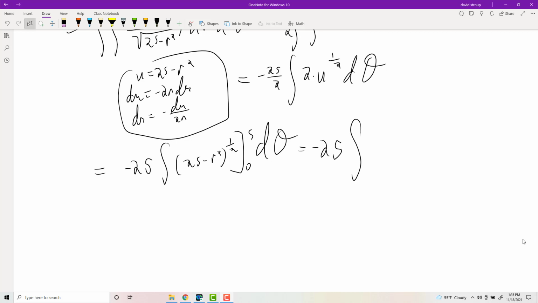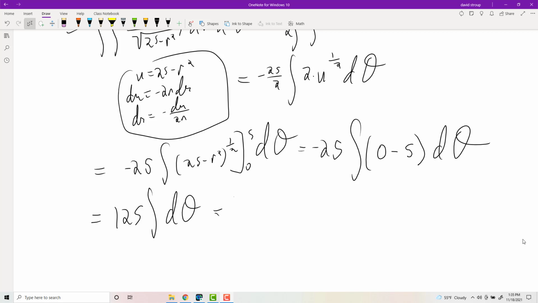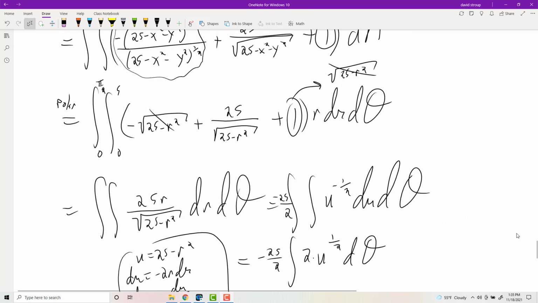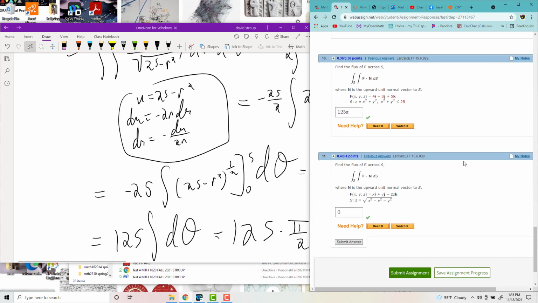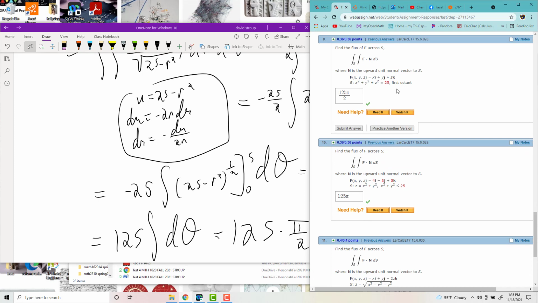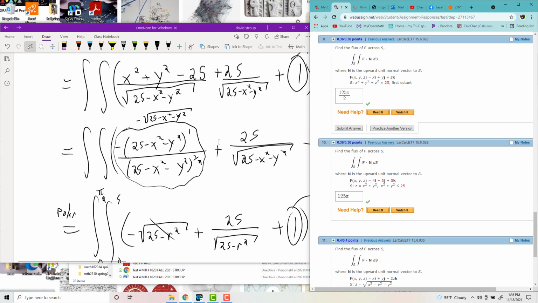So this will be negative 25 integral of 0 minus 25 to the 1 half is 5, d theta. So you just get negative 25 times negative 5 is 125 integral d theta. Integrating theta from 0 to pi over 2, because we're only in the first quadrant, get 125 pi over 2.